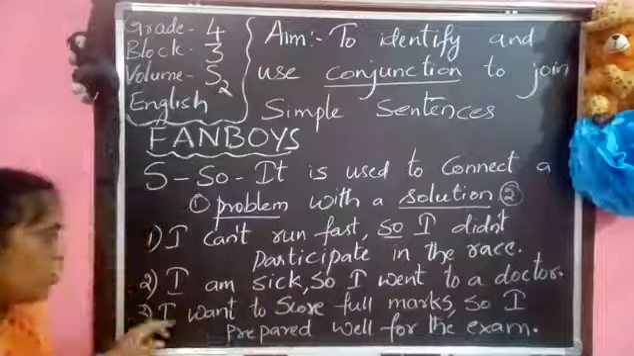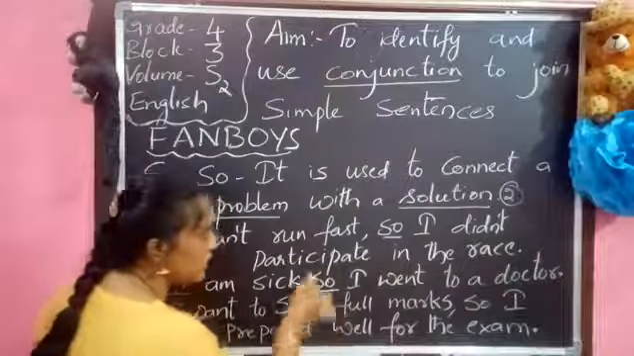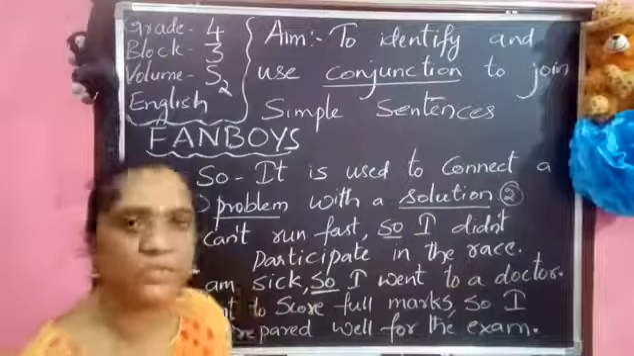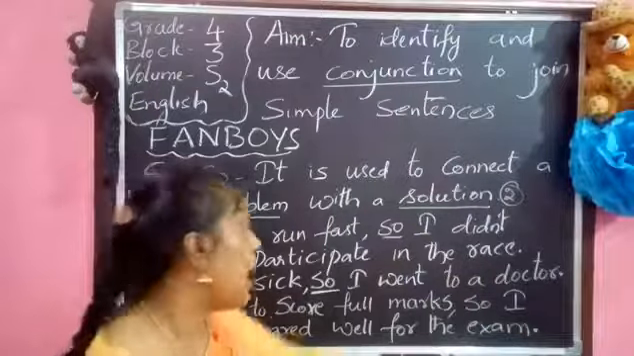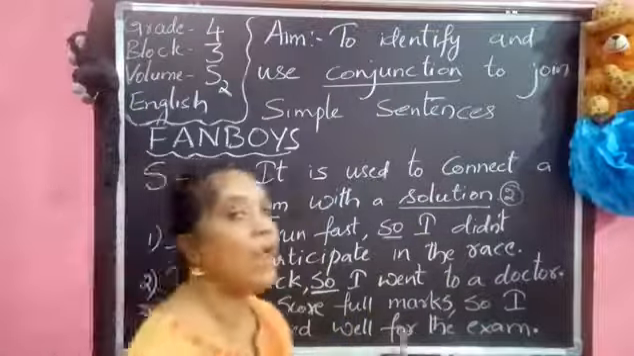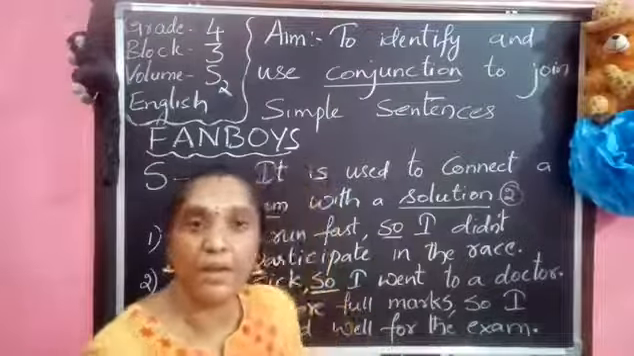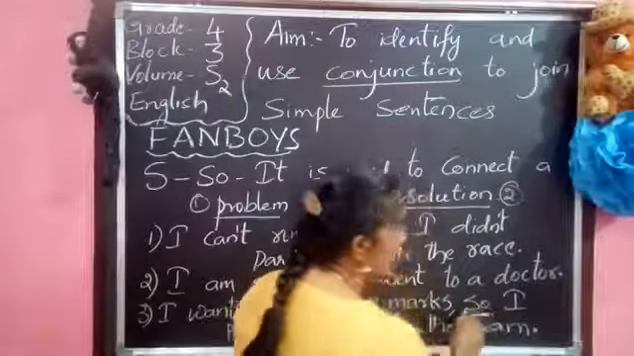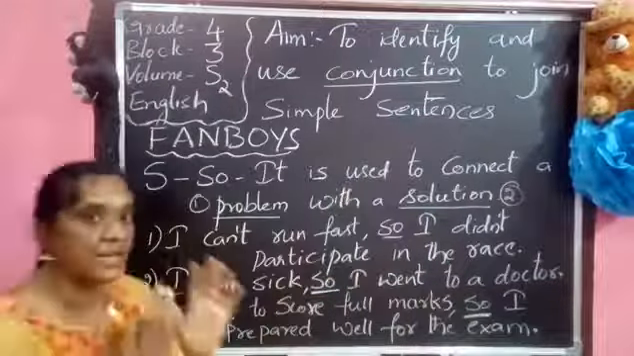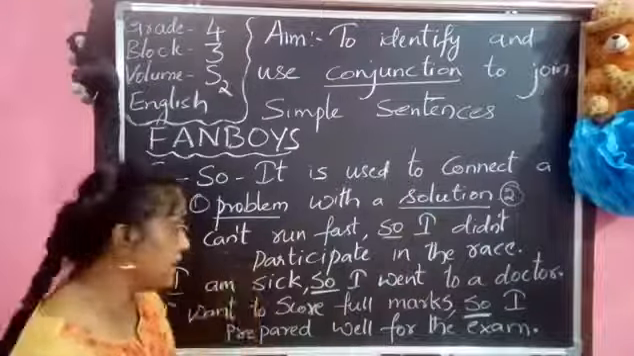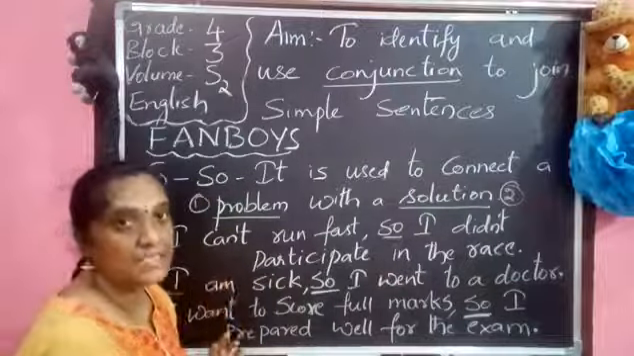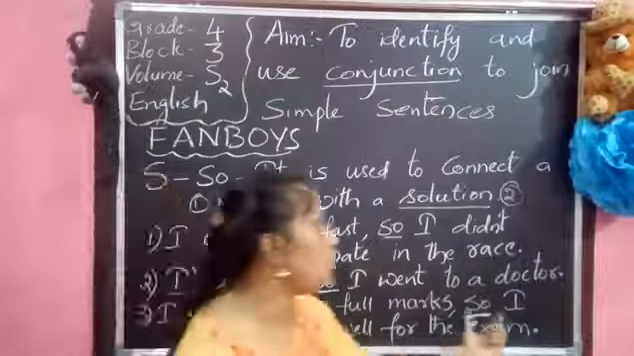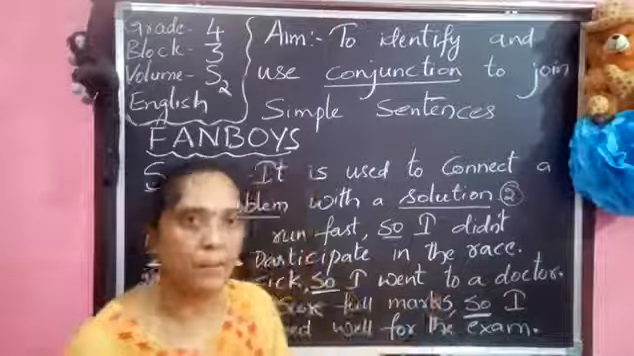In the same way, I want to score. So, this is "so", which is a conjunction we are using. I want to score full marks. If I want to score full marks, what must I do? I prepared well for the exam. So, "so" is the word we are using here to join these two sentences. When two sentences are given, we must check what is there in the sentences: how is the first sentence and how is the second sentence. According to that, we join them by using a proper conjunction.